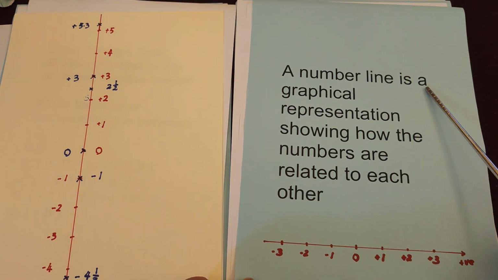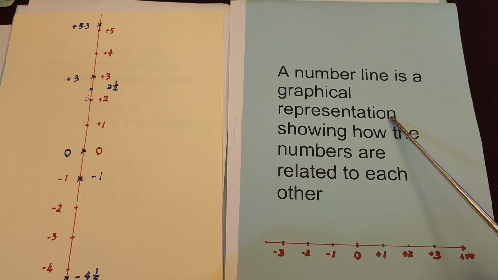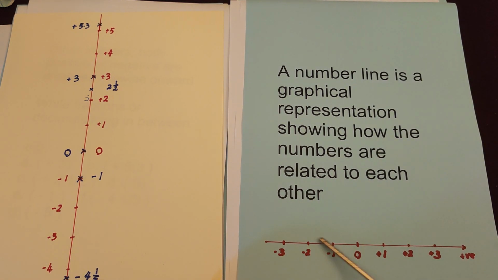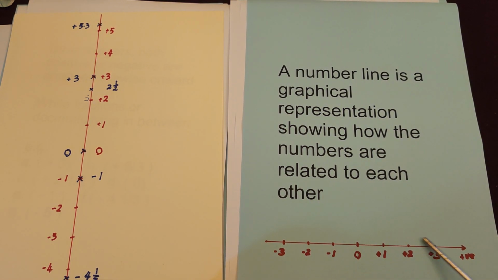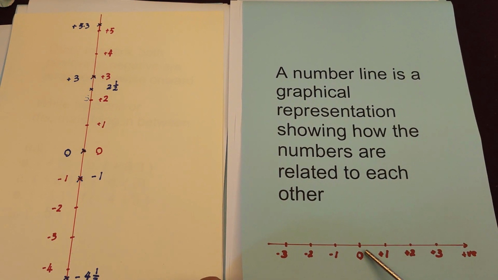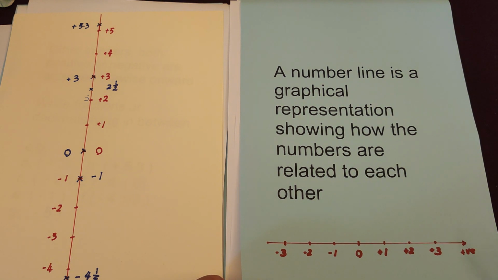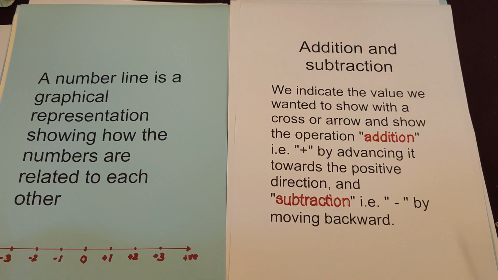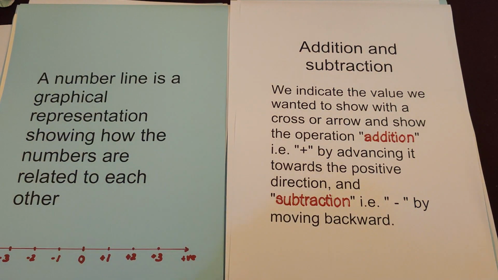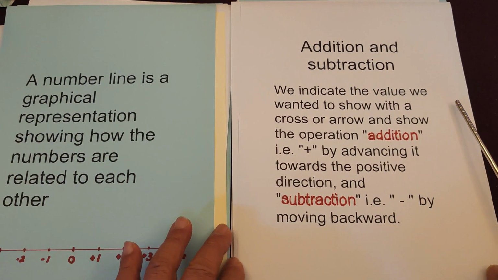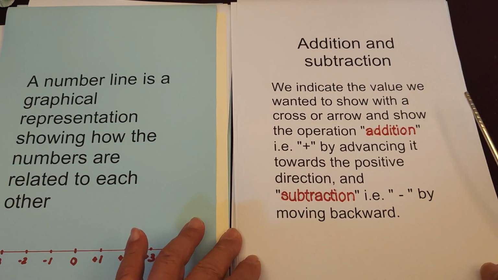A number line is a graphical representation showing how the numbers are related to each other. Some are further apart from 0, some are closer. Some are on the positive side and some are on the negative side. Here we come to the addition and subtraction of directed numbers.